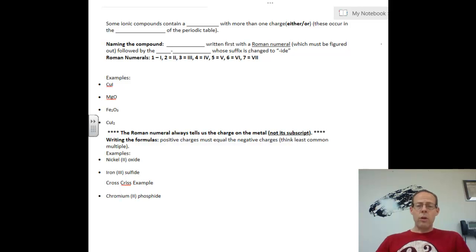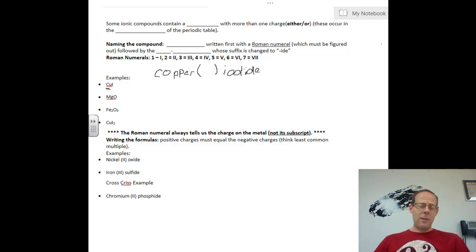The metal is written with a Roman numeral, which we have to figure out, followed by the nonmetal whose suffix is changed to "-ide". So nothing changes with the nonmetal portion, only the metal part. If we were to find Cu on the periodic table, we would find that it's in the middle. So I'm going to immediately write copper, and I'm going to leave a space. You might even put parentheses over here. And I'm going to put iodide.